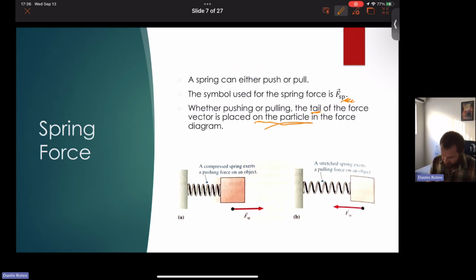So you can see here in the case of a push, okay, so we're pushing in this direction. That does not mean we draw the vector on the left-hand side and point toward the particle. We always draw from the particle the direction the force is being applied. And then, of course, we have a pull over here. Same thing, we're drawing the direction this box is being pulled.